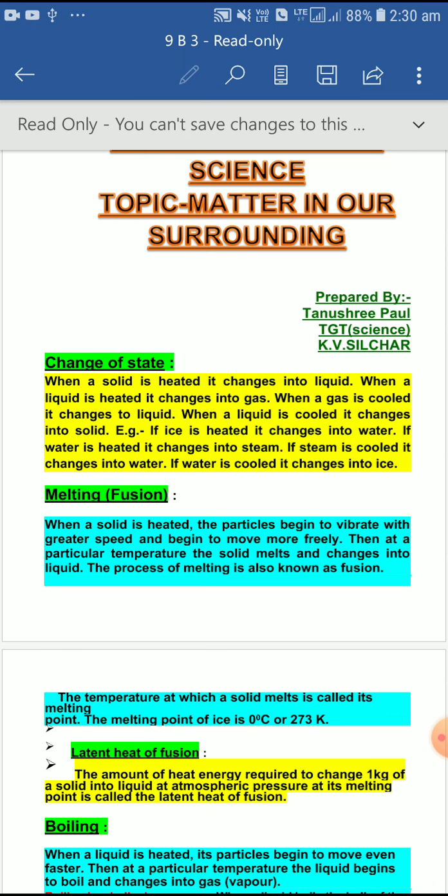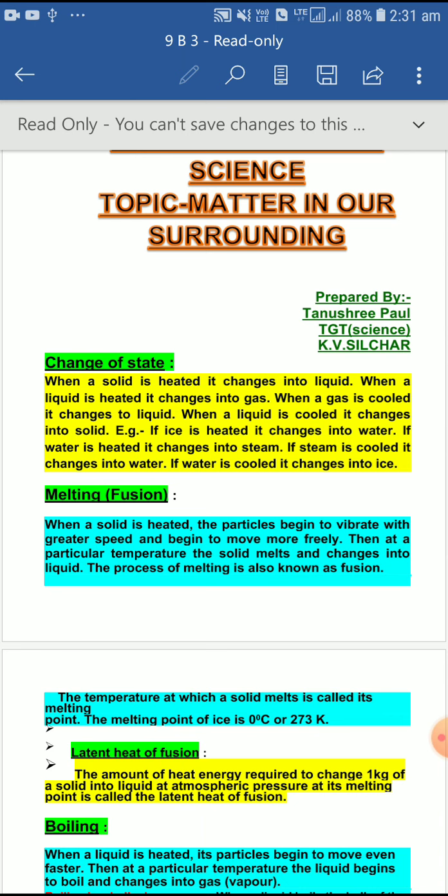The temperature at which the solid melts is called the melting point. We know that melting point of ice is 0 degree Celsius, or in Kelvin scale we say that 273. That means if it is 0 in degree Celsius scale, then in Kelvin scale it will be 273 Kelvin. Clear? So conversion is also there, degree Celsius to Kelvin, Kelvin to degree Celsius. It is there in this chapter.